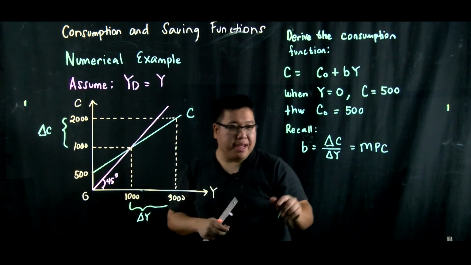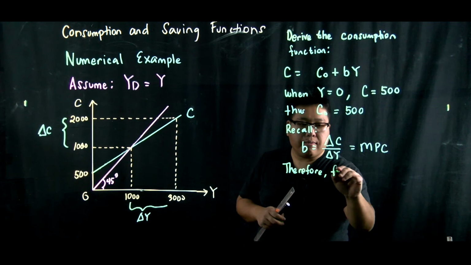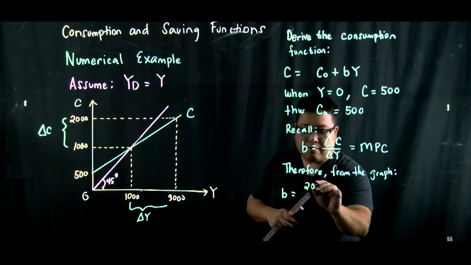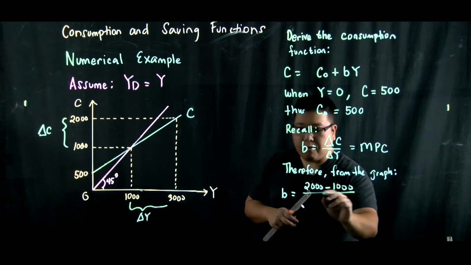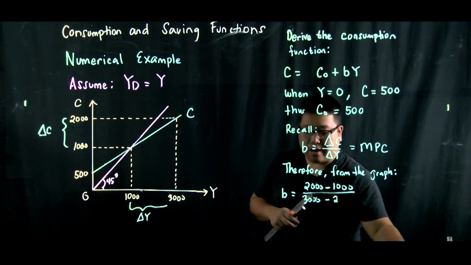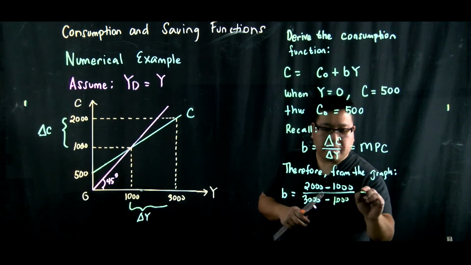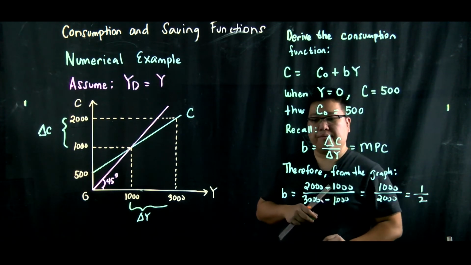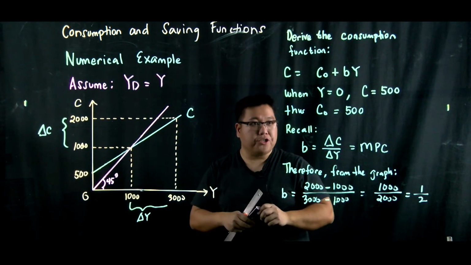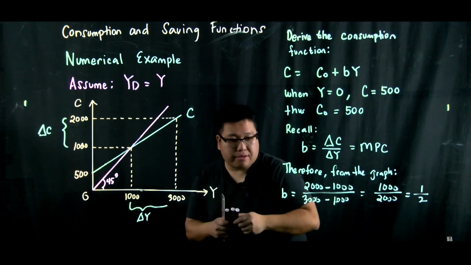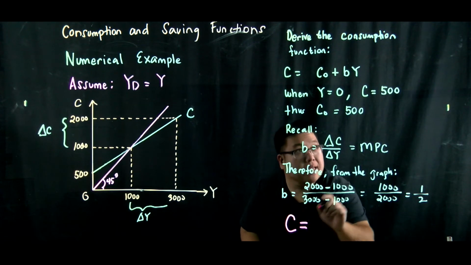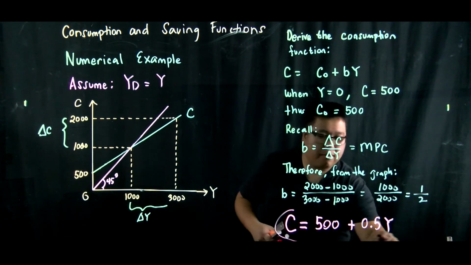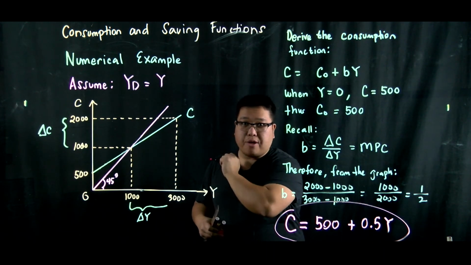So let's use this information right here. Therefore, from the graph, we know that B is equal to 2,000 minus 1,000, that's our change in C, over 3,000 minus 1,000. And that gives us 1,000 over 2,000, which is equal to 1/2 or 0.5. So we can now assemble our consumption function from the information from C sub 0 and B. And this is how it should look like. So the consumption function is C is equal to 500 plus 0.5 Y. And that's how our consumption function looks like using the information from the graph.